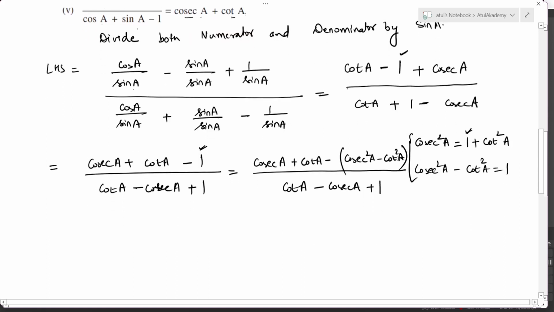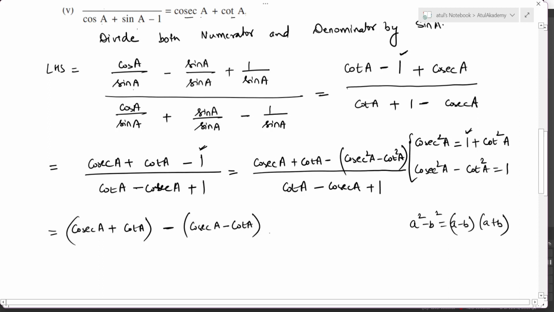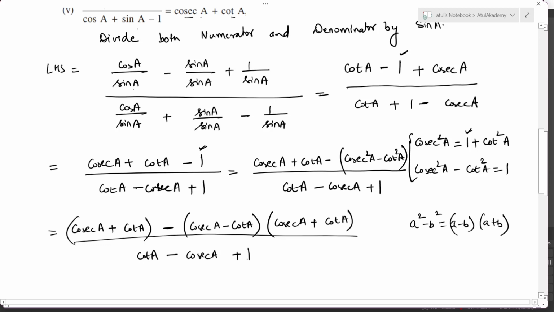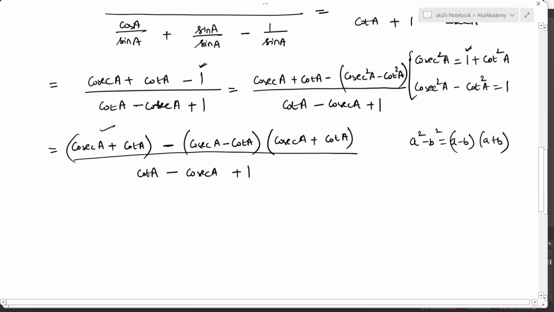Now, this cosecant square A minus cot square A, which identity can I use over here? A square minus B square is A minus B into A plus B. So I'll write it like that. So it is here cosecant A plus cot A minus, I have cosecant A minus cot A, cosec A plus cot A, it's A plus B, divided by the denominator, which is cot A minus cosec A plus 1. Now there are two terms over here and I think these two are same. I can take them common.